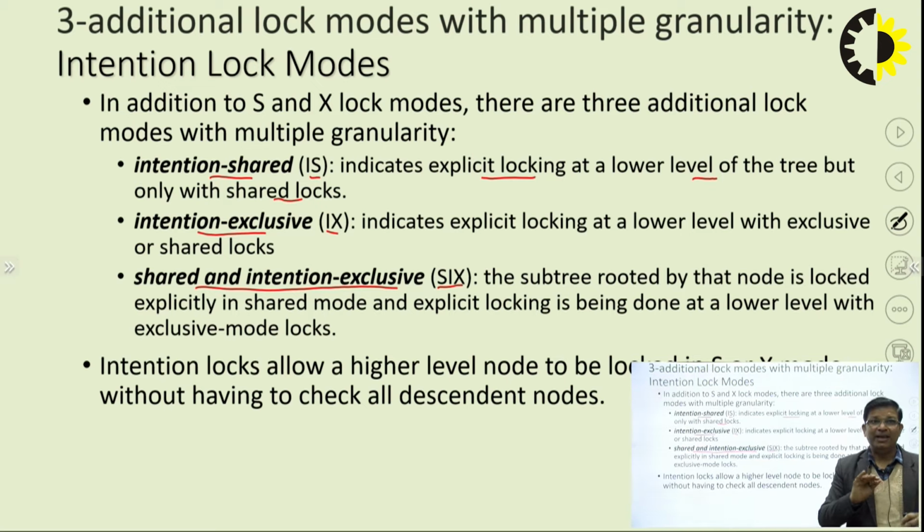It indicates explicit locking at a lower level, but keep in mind that it is a shared lock, so it will be applied only when this is in shared lock. Intention exclusive. So what does it mean?